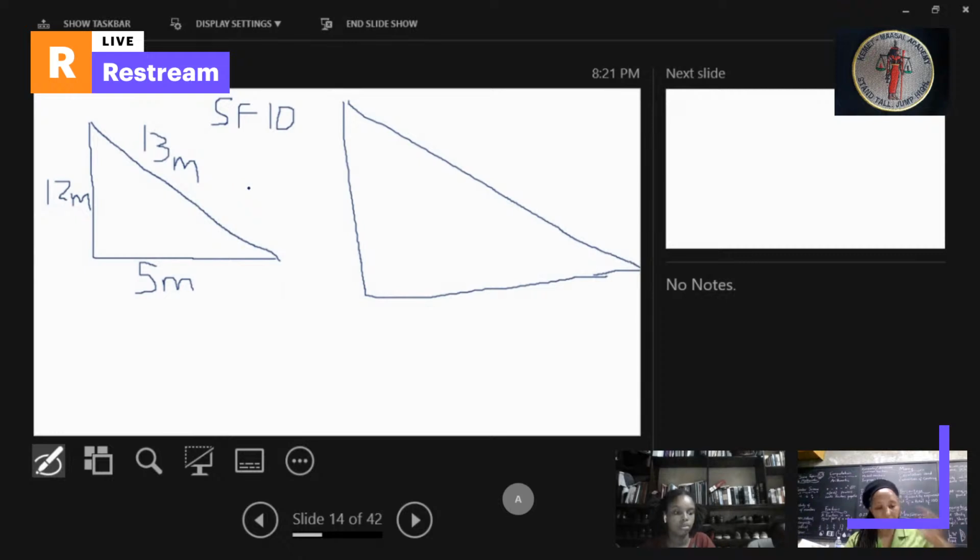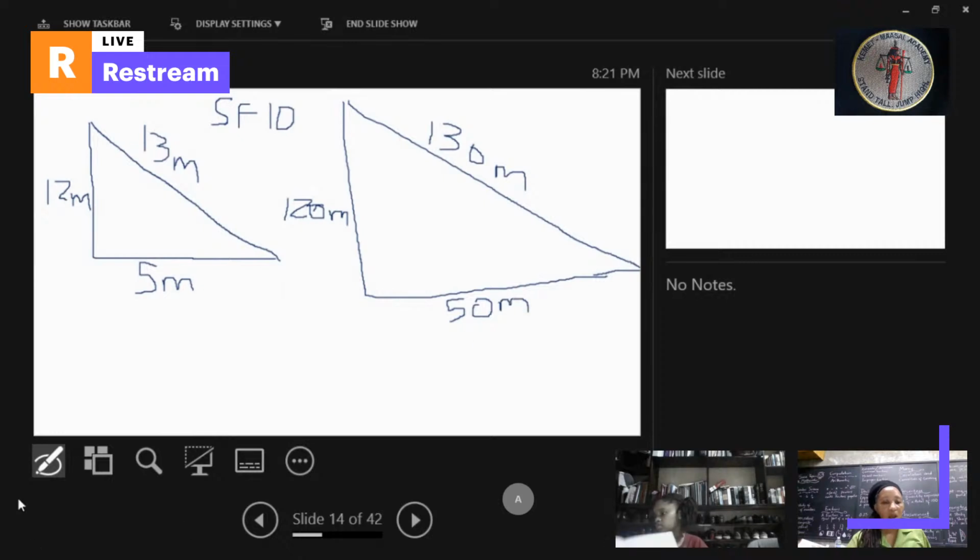Okay, miss. 120 meters is for the height. Then for the hypotenuse it's 130 meters, and for the base it's 50 meters. Sorry, 50 meters.